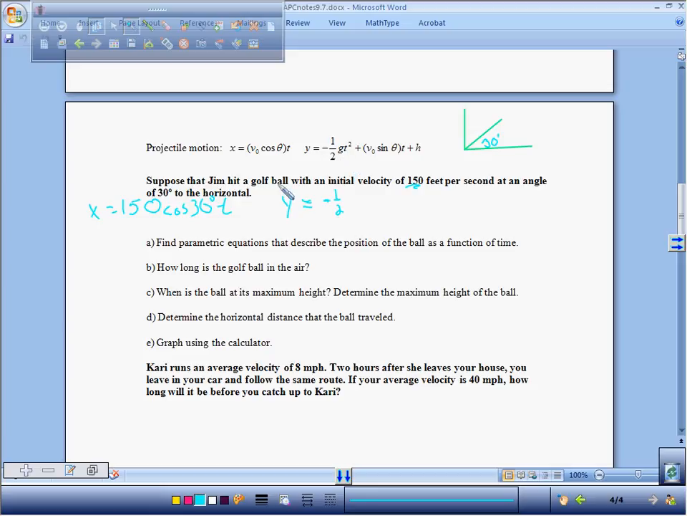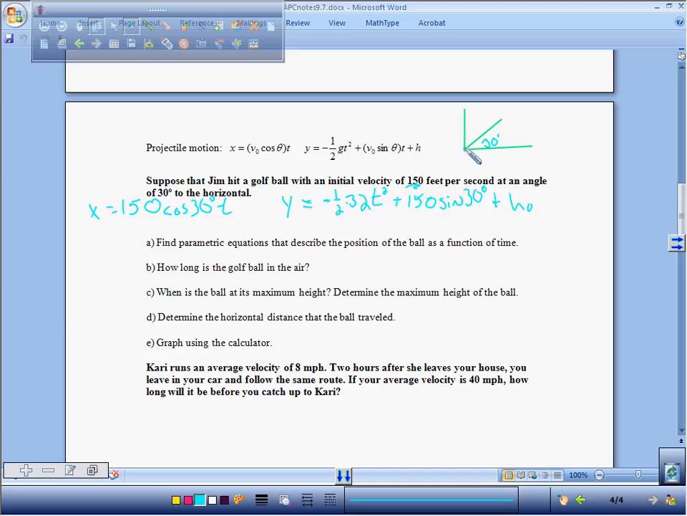In meters per second, but we're in feet. 16. Negative 16 is divided by 2, so it's actually 32. The acceleration due to gravity is 32 feet per second. But what happens with that formula is it gets divided by 1/2. So you have negative 1/2 times 32 feet per second, that's gravity, t squared, plus v sub 0, which again is 150, times the sine of 30 degrees, plus h sub 0. H sub 0 is the initial height.